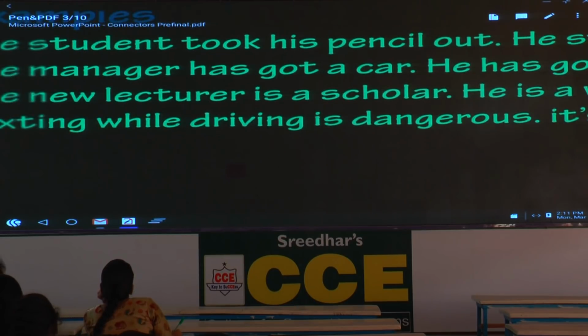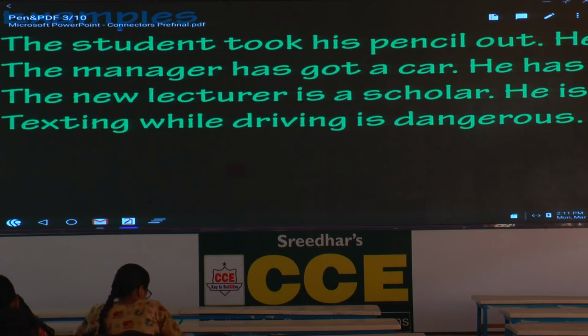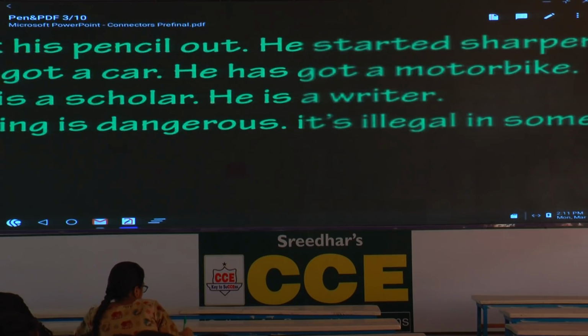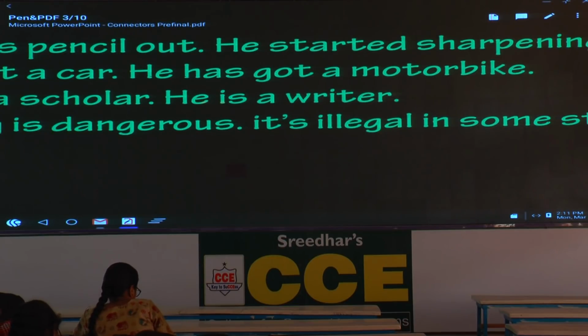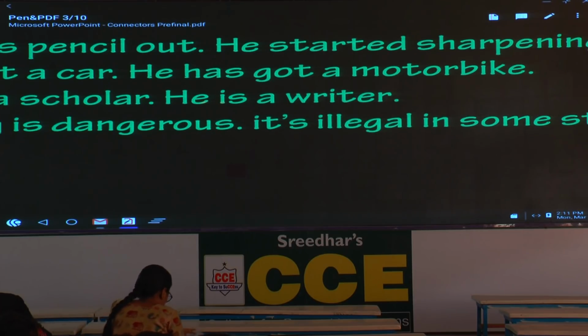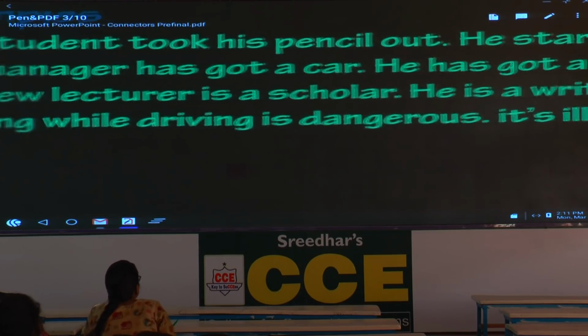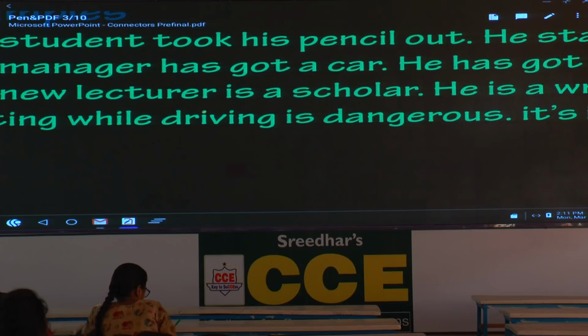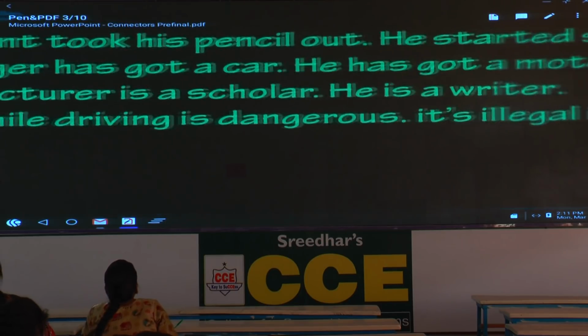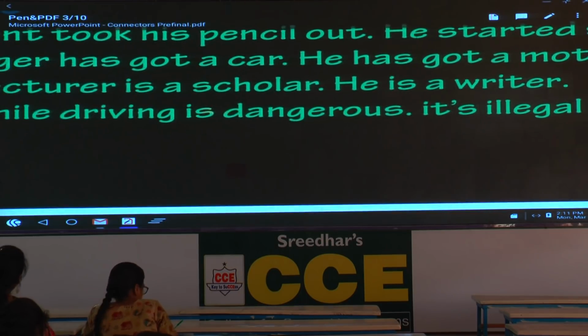The next one, the manager has got a car. First sentence. The second sentence, he has got a motorbike. So what will you say? As well as. The manager has got a car as well as a motorbike.